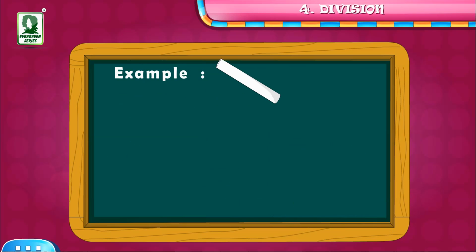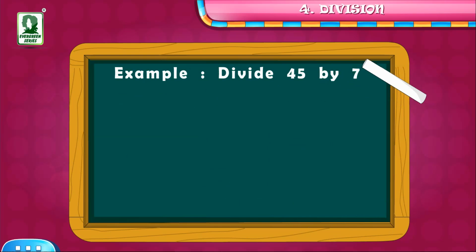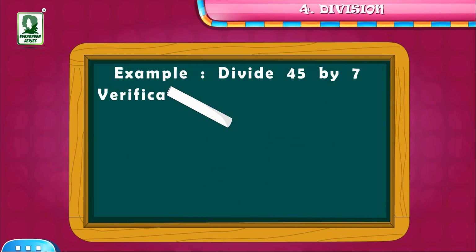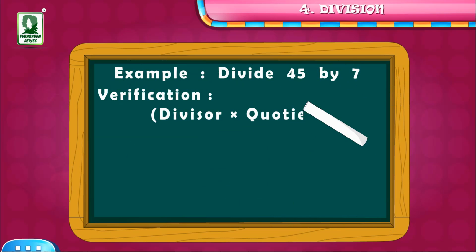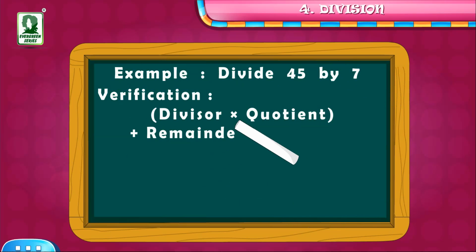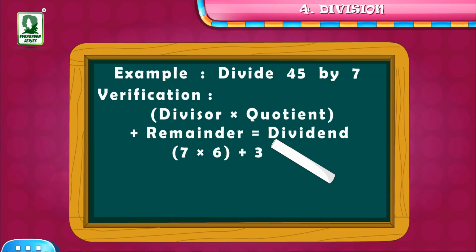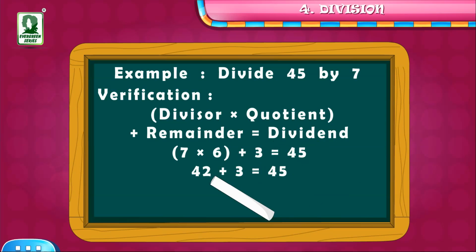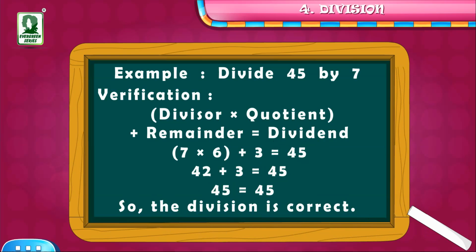Let's verify the answer. We have to multiply the divisor by the quotient and add the remainder to it. It is equal to the dividend. Thus, 7 multiplied by 6 is equal to 42. Add 42 and 3, which is equal to 45. So the division is correct.